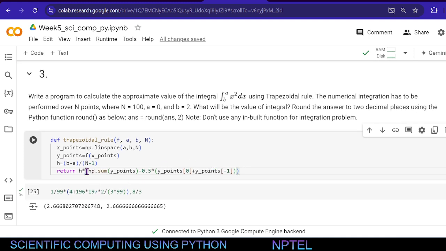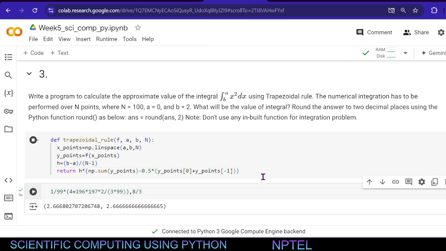So we are saying it is h times the sum of all points, but we know that for the first and the last point, it's only h by 2. So we need to remove that half part. So it's 0.5 times y points of 0 and y points of minus 1. Why minus 1? Because that's the last point, right? So this is our function.